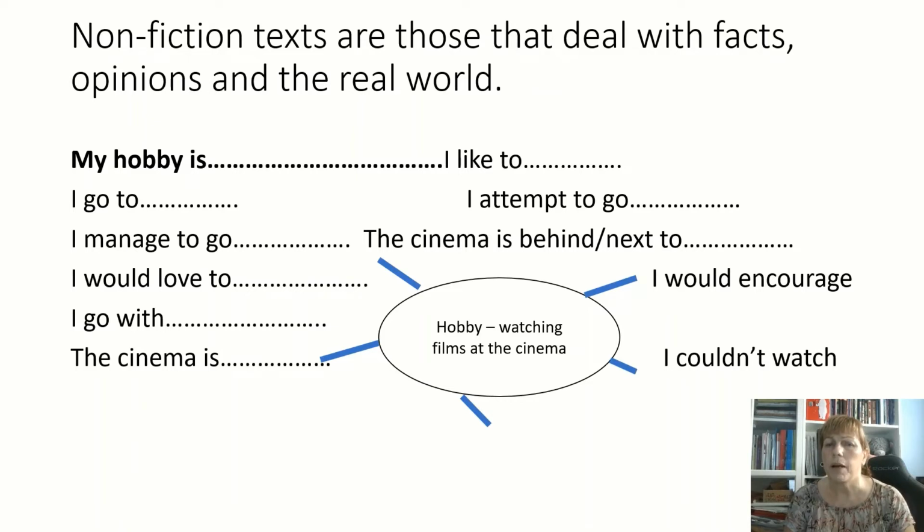And when you're talking about the type of films that you go to watch, remember you can also say the type of films you couldn't watch. So some of you like horror movies, but you don't really like to watch them at the cinema because the screen is so big.